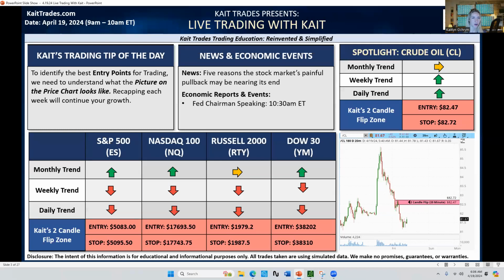Per usual, here is our prep screen in live trading with Kate. So trading tip of the day in the top left corner: to identify the best entry points for trading, we need to understand what the picture on the price chart looks like. So simple enough, but a lot of us do get confused as far as what that picture looks like. We have different interpretations of it. So again, as I start to adjust timeframes today, you'll start to see how that picture changes. And then we can ultimately hone in on exactly where to buy and sell and know where our entry is, where our stop is, so we can be consistent time and time again.